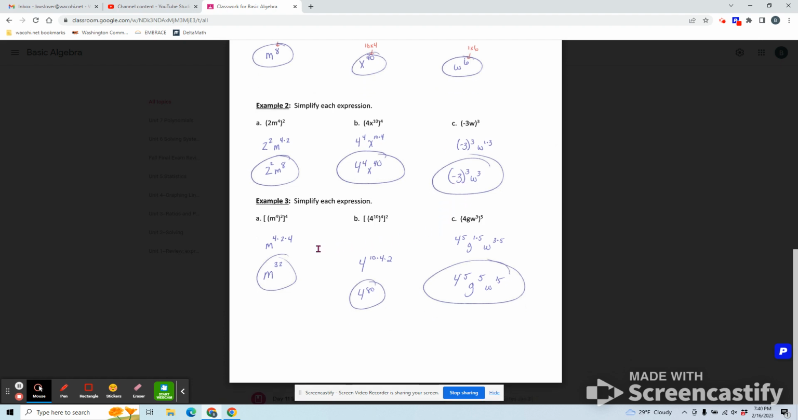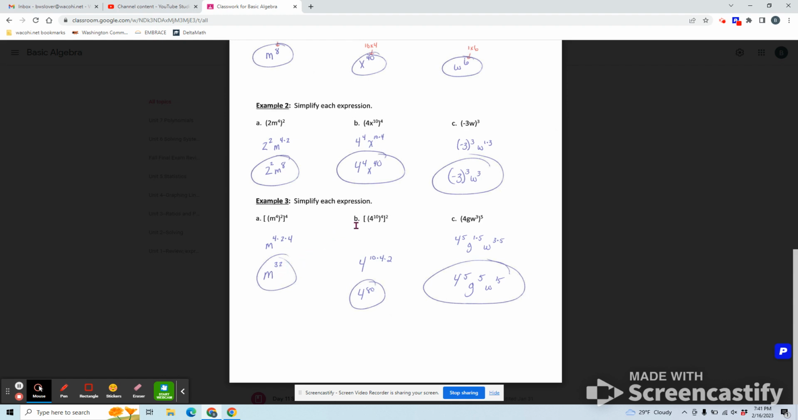Now example 3, when you look at it, it looks like, oh no, Mr. Slover, that's just too challenging. But this is all saying that I have m to the fourth raised to the second power, and then I'm going to raise that to the fourth power. If you notice, these are all power to power. Power to power just means you're multiplying your exponents together. So 4 times 2 times 4 is 32. So m to the 32 power.